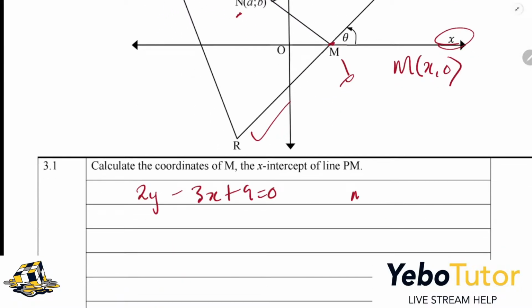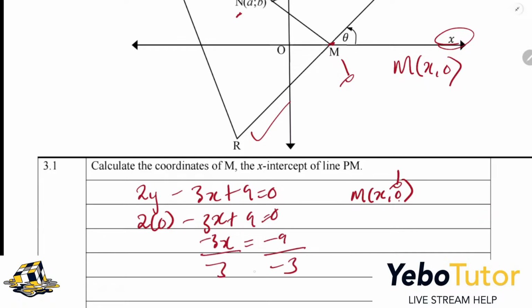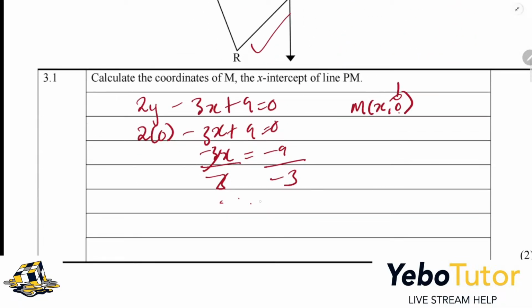We know that at point M, y is equal to 0. So that will be 2 times 0 minus 3x plus 9 equal to 0. Then negative 3x is equal to negative 9, divided by negative 3 on both sides. Your x will now be equal to positive 3. So the coordinates of M will be (3;0). Easy stuff, then you are done. Now we can proceed to the next question.